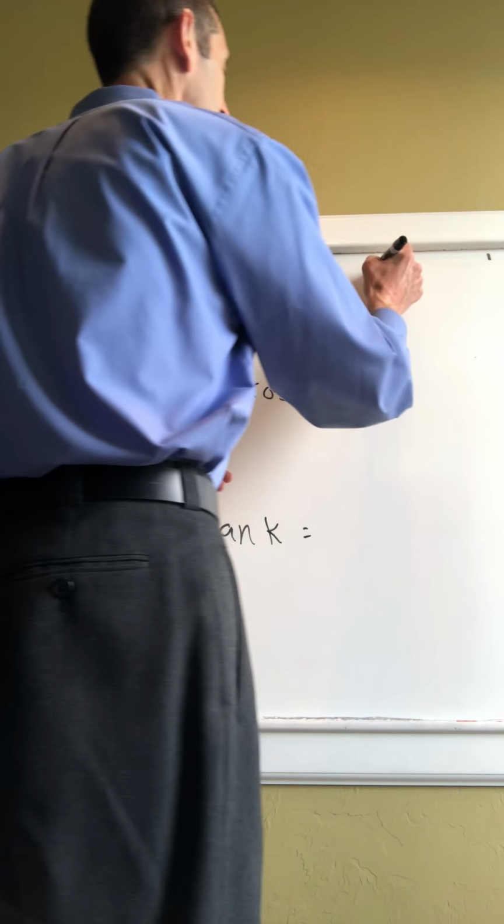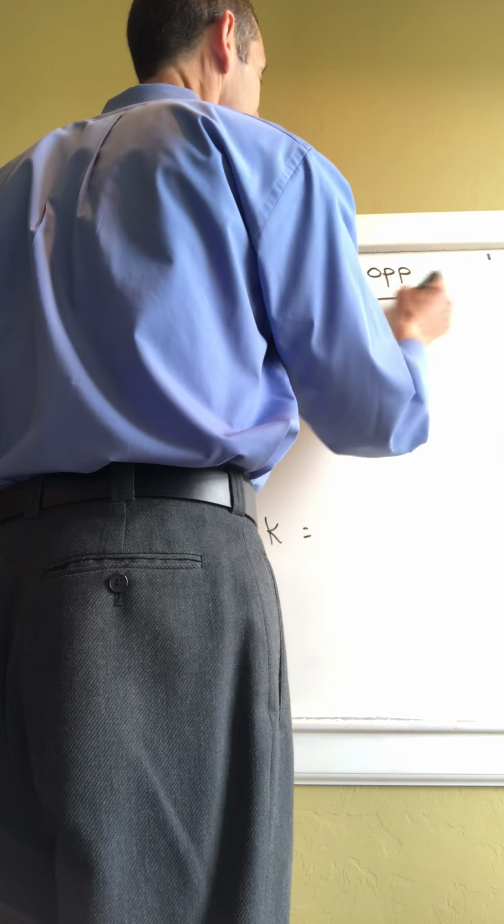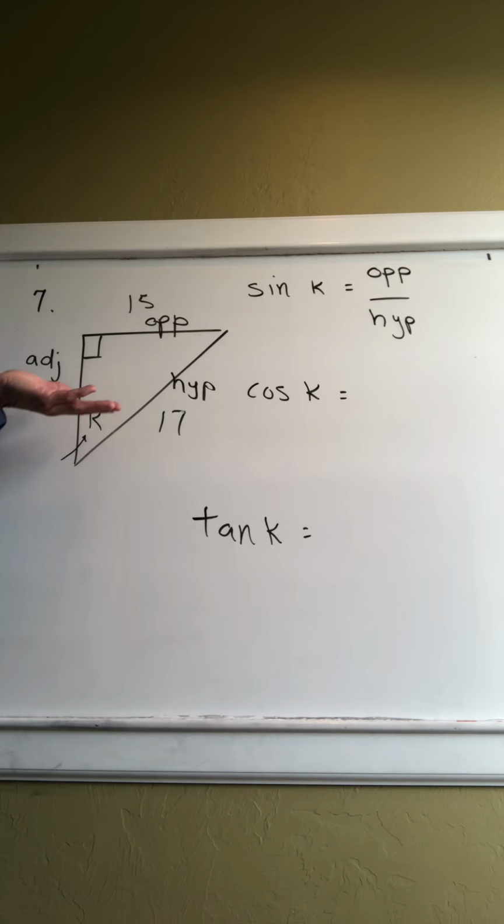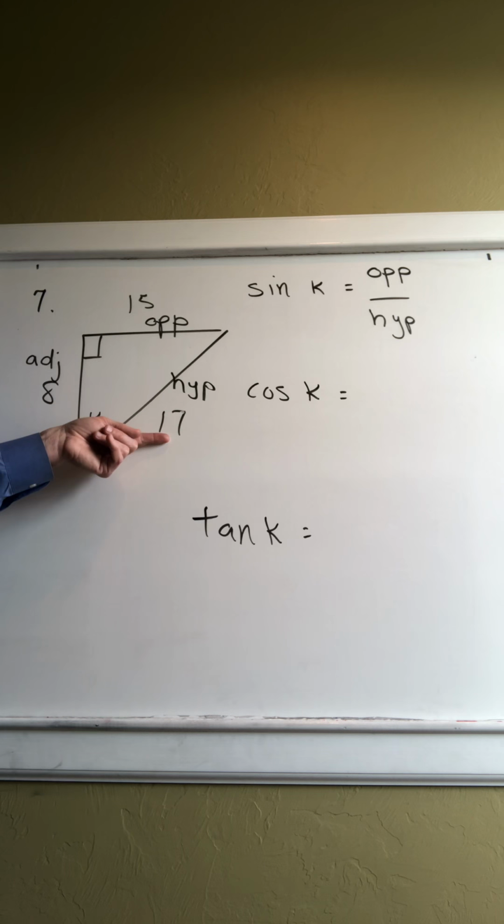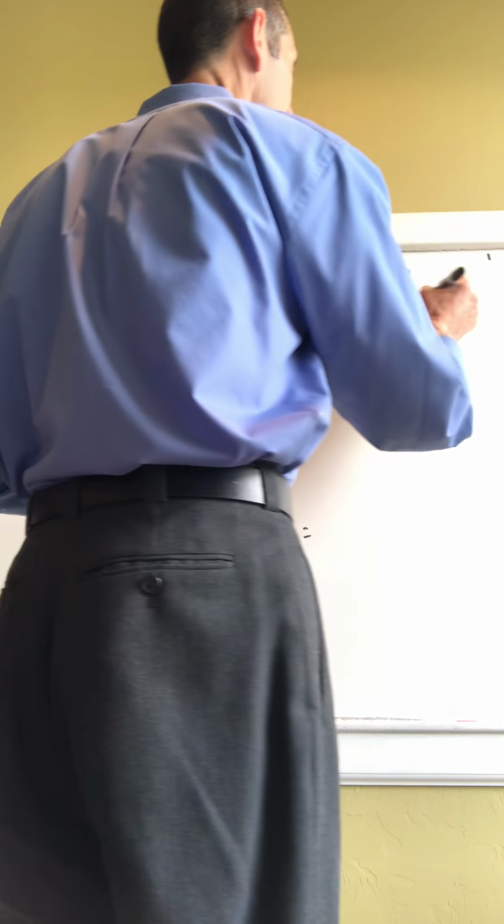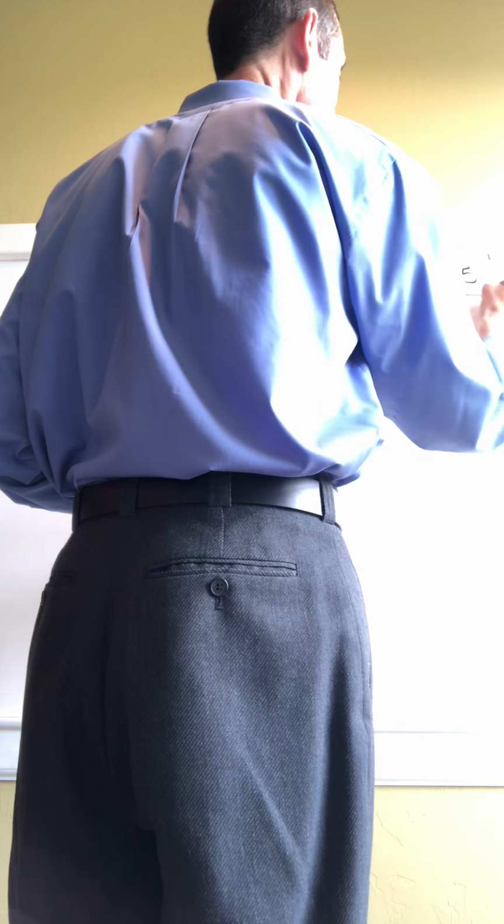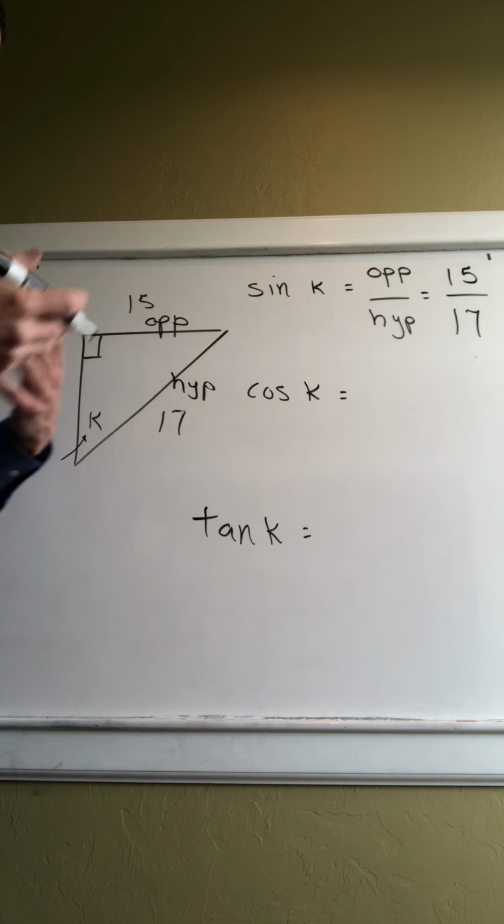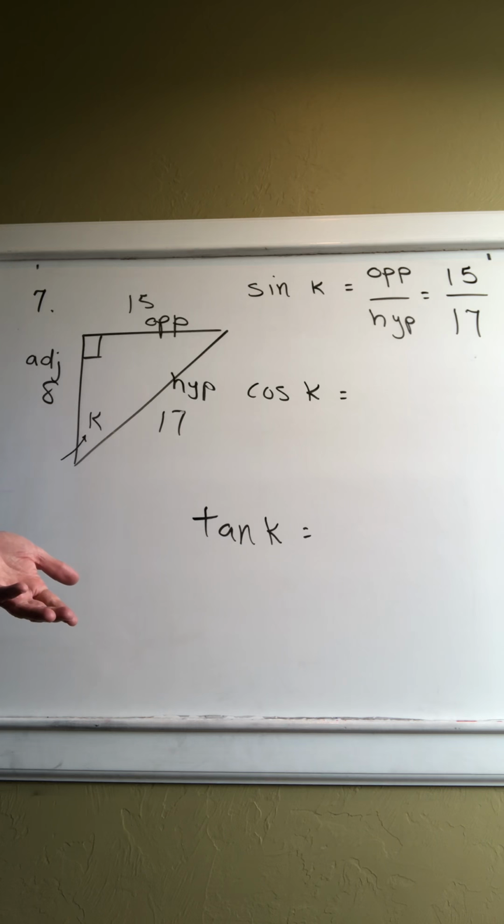Sine is opposite over hypotenuse. And we look at our triangle, say, okay, opposite and hypotenuse. My opposite is 15, my hypotenuse is 17. So my answer is going to be 15 over 17. That's how you find your fraction, how you find your trig ratio.